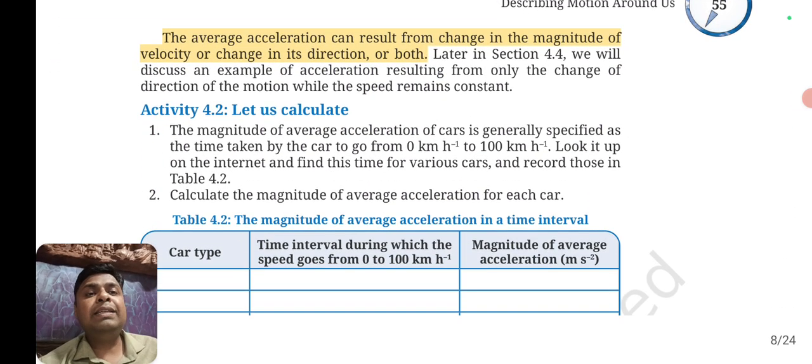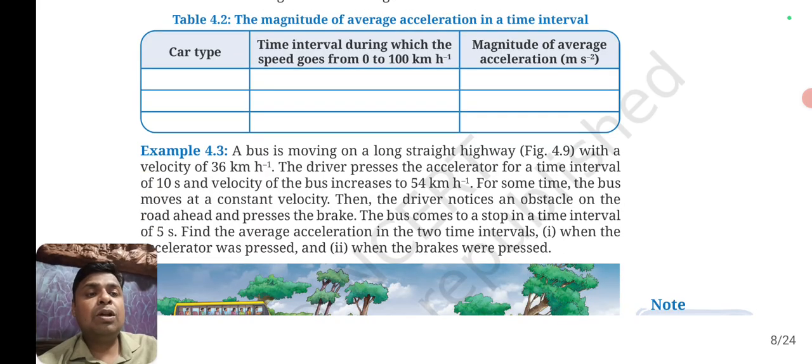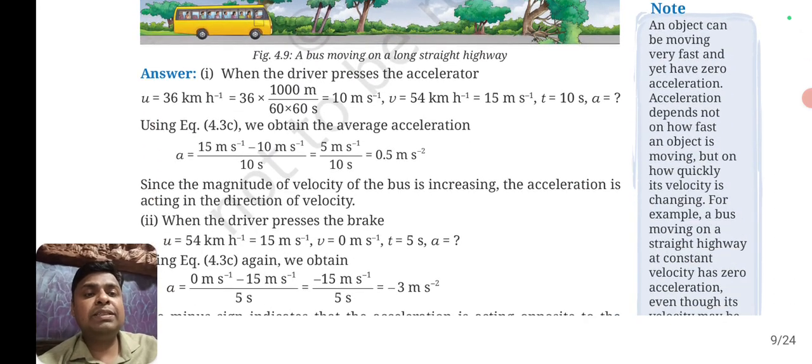Now average acceleration can result from a change in magnitude of velocity or change in direction or both. So if you change the direction of velocity, what will happen? Average acceleration is going to change. So let's calculate. They have given the examples here. You can solve these examples, read this, very easy.